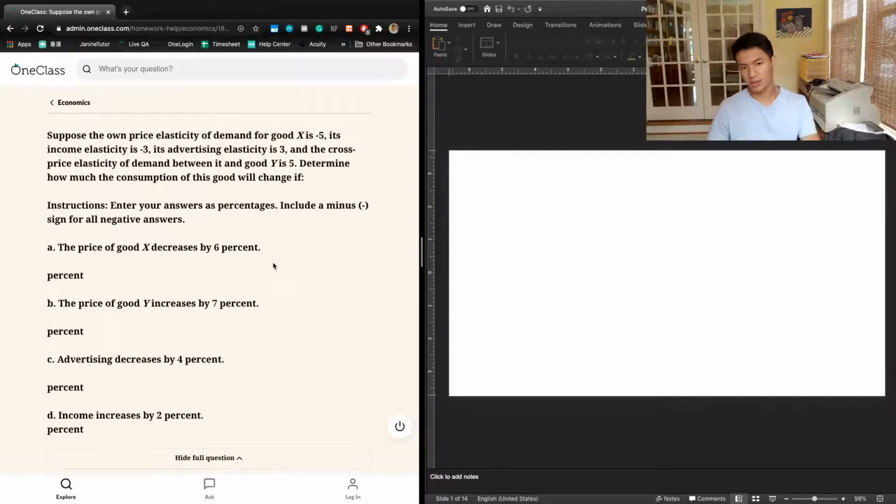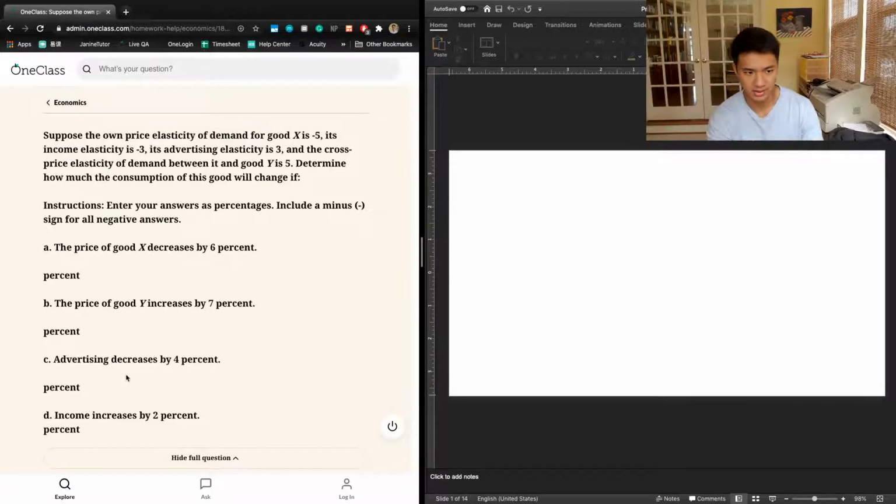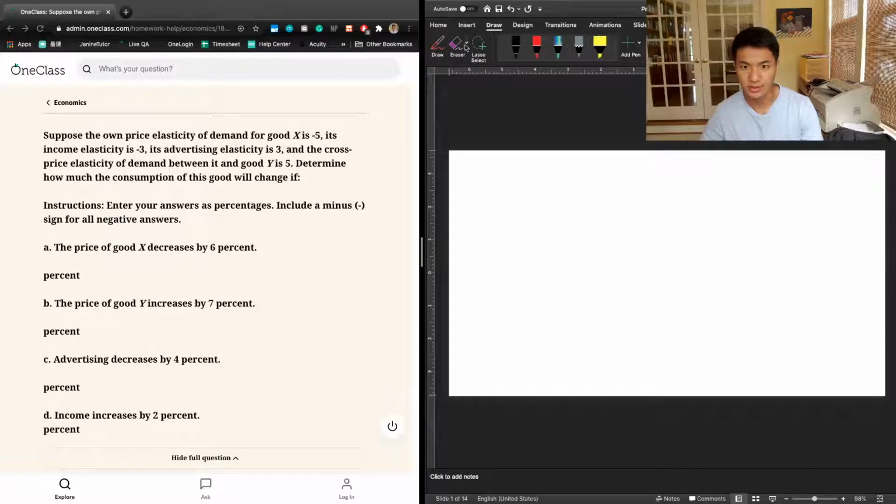So what we're really asked to do here is to understand different types of elasticity. As long as you understand the general format of elasticity equations, whether it be income elasticity or elasticity of demand, we can answer any of these questions, no matter if it's something we don't really talk about, like advertising elasticity or price elasticity, which is part A. So let's take a look at what the first question is going to tell us.